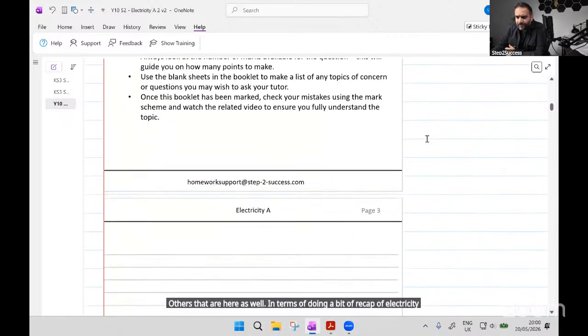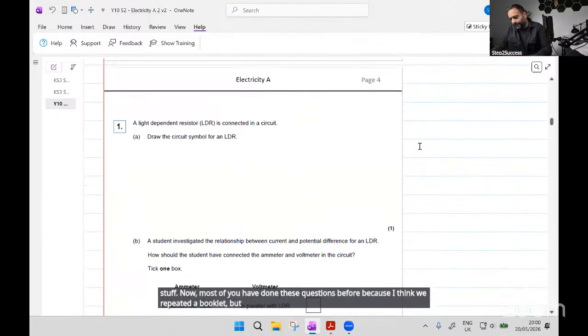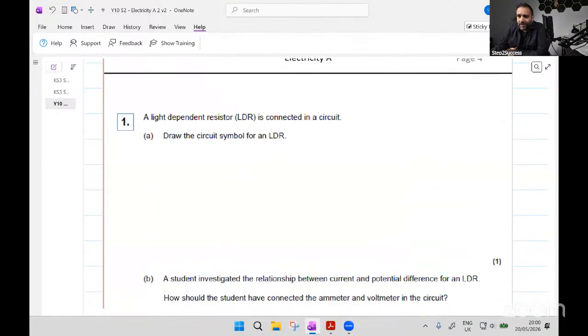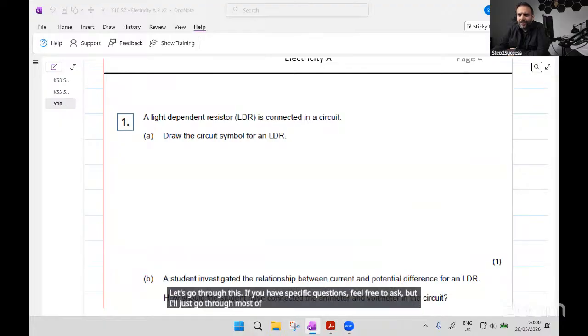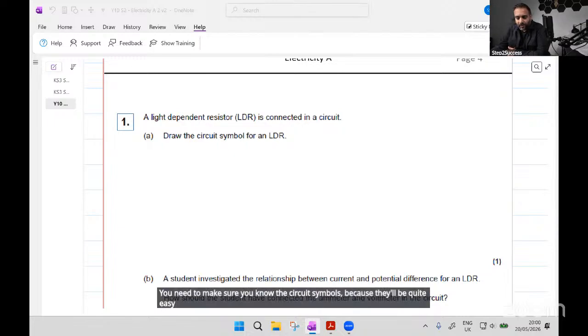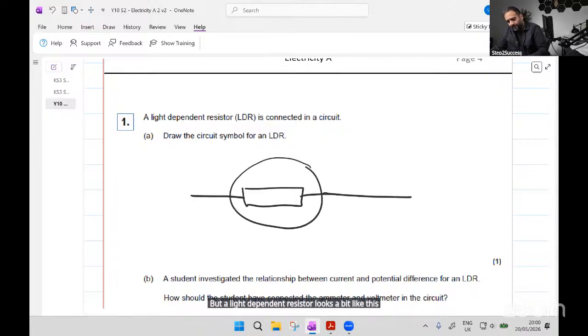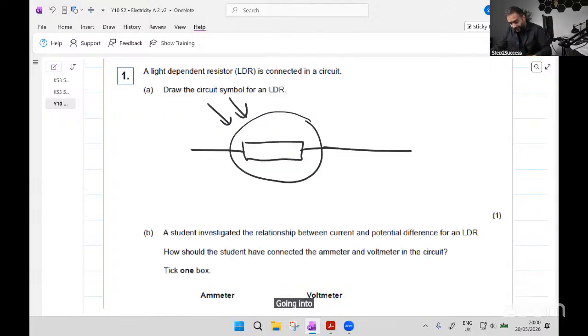Now, most of you have done these questions before because I think we repeated a booklet, but let's go through this. If you have specific questions, feel free to ask, but I'll just go through most of it. You need to make sure you know the circuit symbols because they'll be quite easy marks. 4B, I shall get to. But a light-dependent resistor looks a bit like this, and then a couple of arrows going into there. That is a light-dependent resistor.